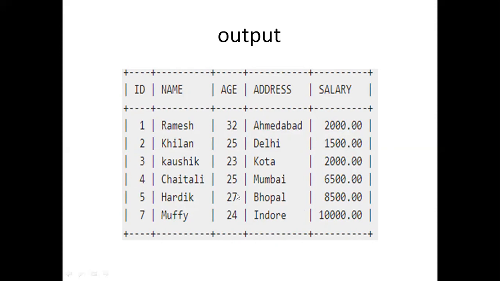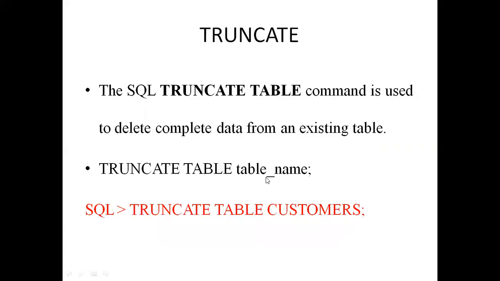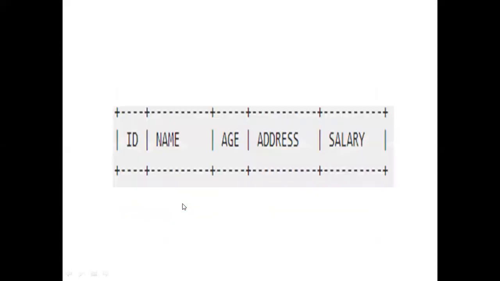Now, if you want to delete all the values or all the rows that you have inserted, we use a command called the truncate command. The truncate table command is used to delete the complete data from the existing table. Truncate table, table name is the syntax. Truncate table customers. That means all the inserted values will be deleted. You will be left only with the structure of the table.